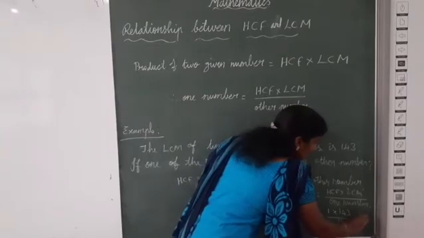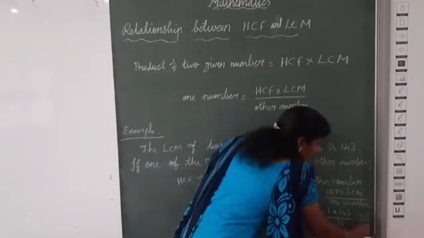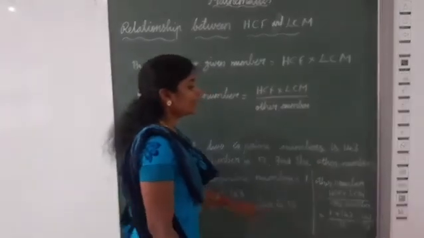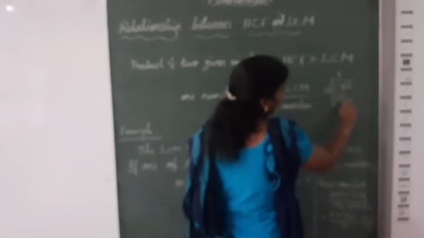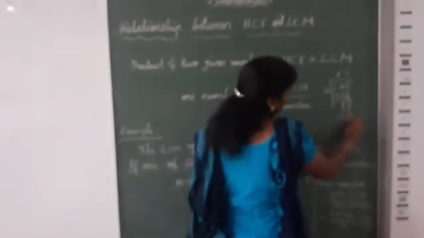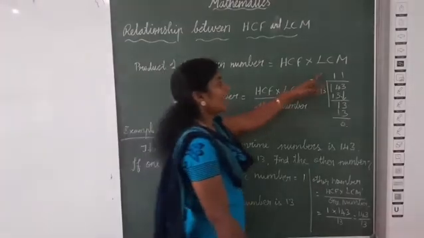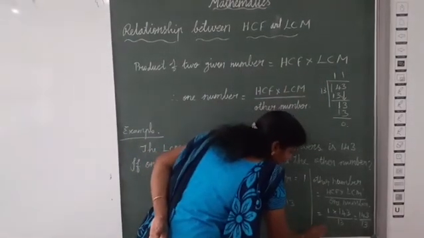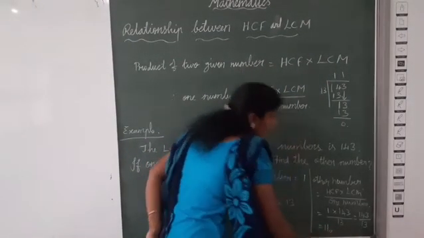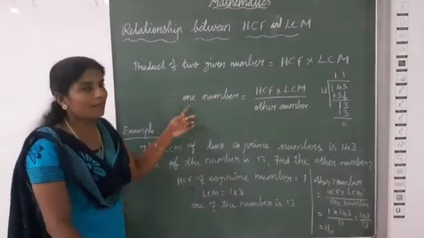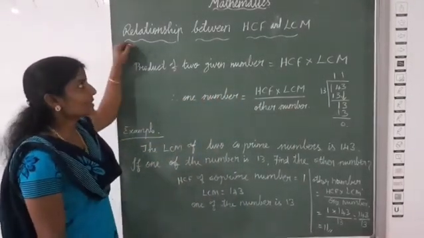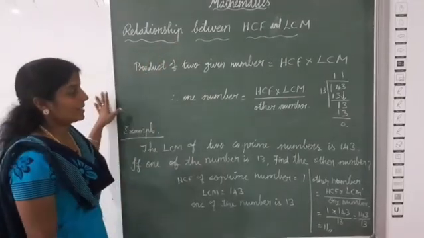So 143 by 13. Now we can divide 143 divided by 13. 13 1s are 13, 1 balance. Now we can take this 3, bring down. Here 13 11s are 143, 0. So what is the other number? Other number is 11. Okay. Therefore, that other number is 11. 11 is the answer. We can use this formula. Okay, this is the relationship between HCF and LCM.